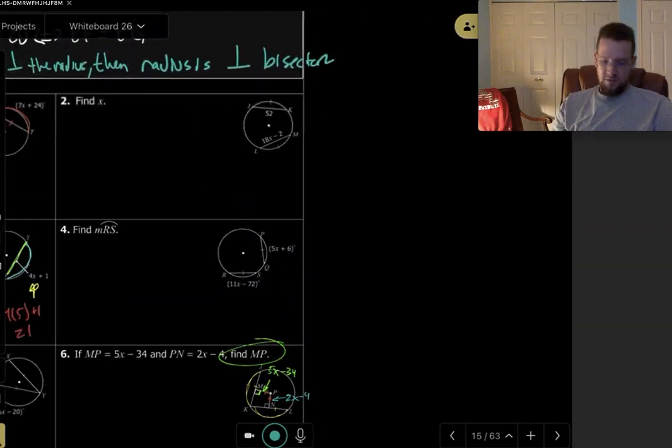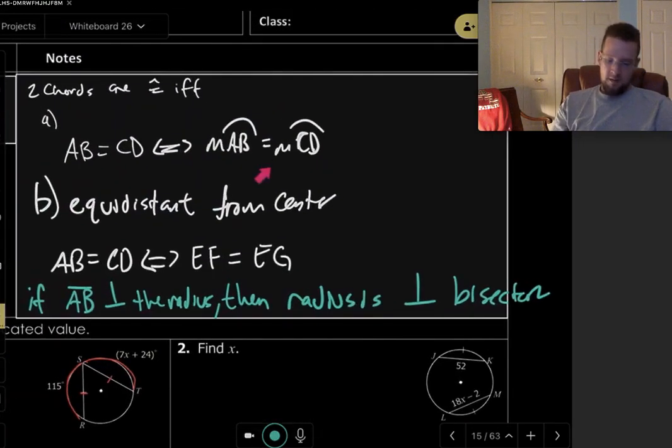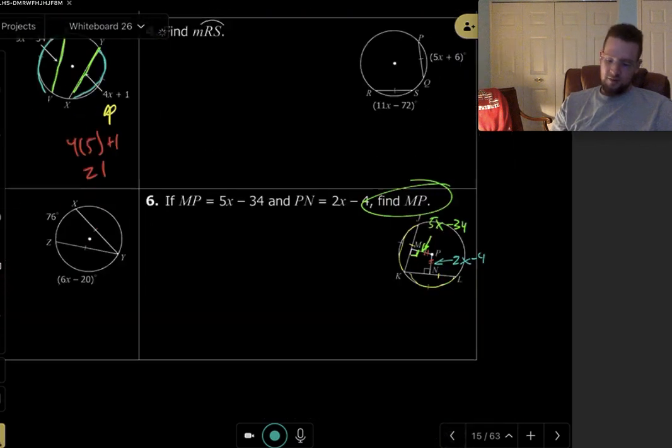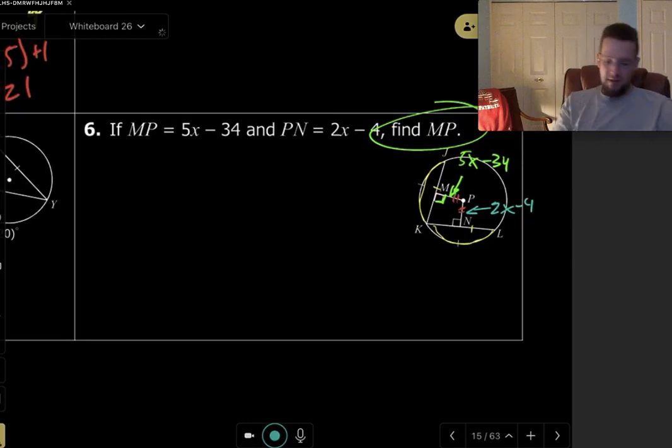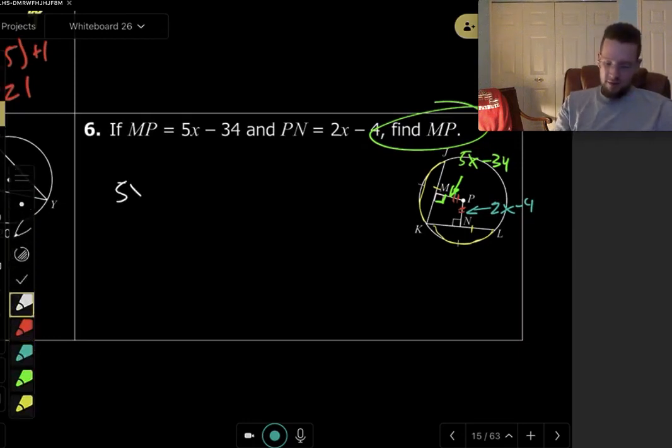So for this figure, the arc measures are the same, so the chords are the same. If the chords are the same, then they're equidistant from the center, so these two segments would be the same. This is if A is equal to B and B is equal to C, then A is equal to C. So here we have the transitive property happening through that chain of events. Luckily for us, this is a very simple equation to set up. And then just plug it back into MP.